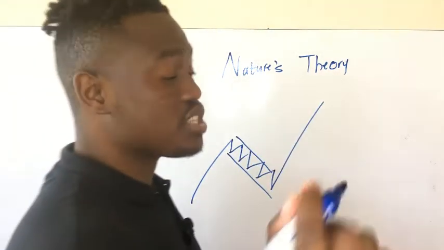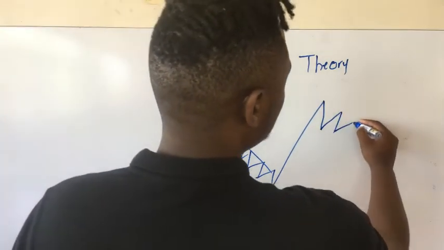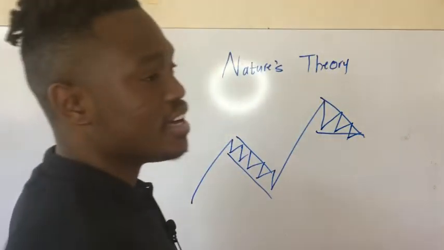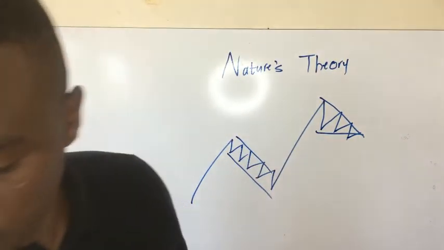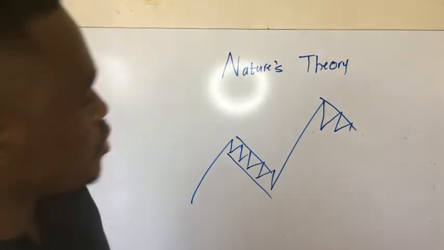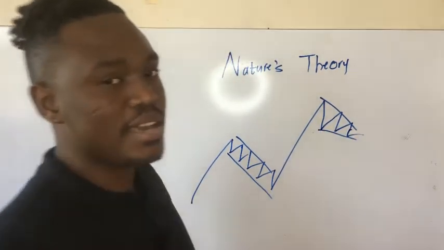Or the market can do something else. The market can do what we call a triangle. I also taught you about this. And you can see it can form a symmetrical triangle. I actually drew a symmetrical triangle. Let me just make it a bit clearer for you guys. You understand? So this would be a symmetrical triangle.